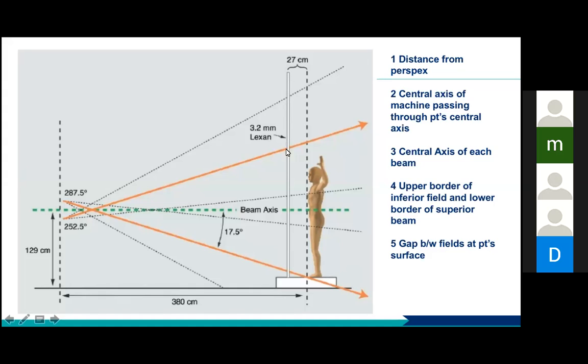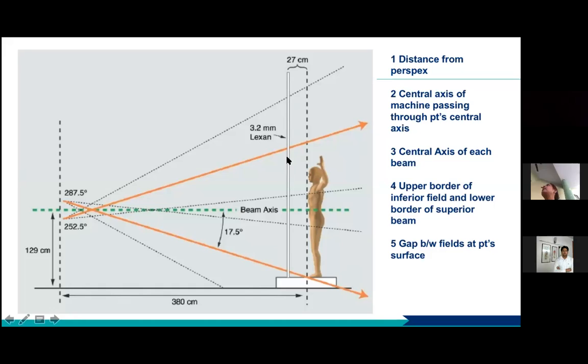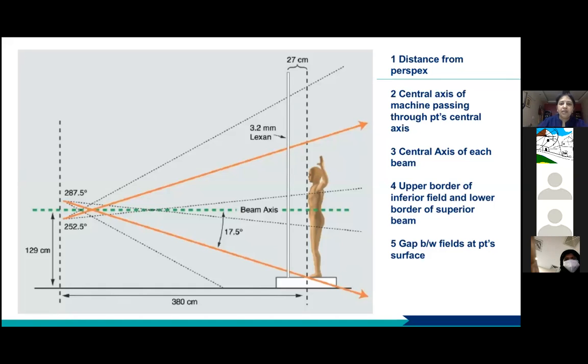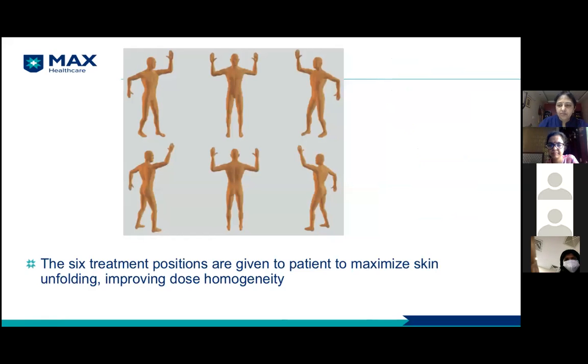Another thing, the thickness of the Perspex sheet. They have recommended 3.2 millimeters. I think you should let your physicist choose an appropriate thickness of the Perspex sheet, depending on the distance that you have from the gantry head to the frame. We generally use a 5 millimeter thick Perspex sheet.